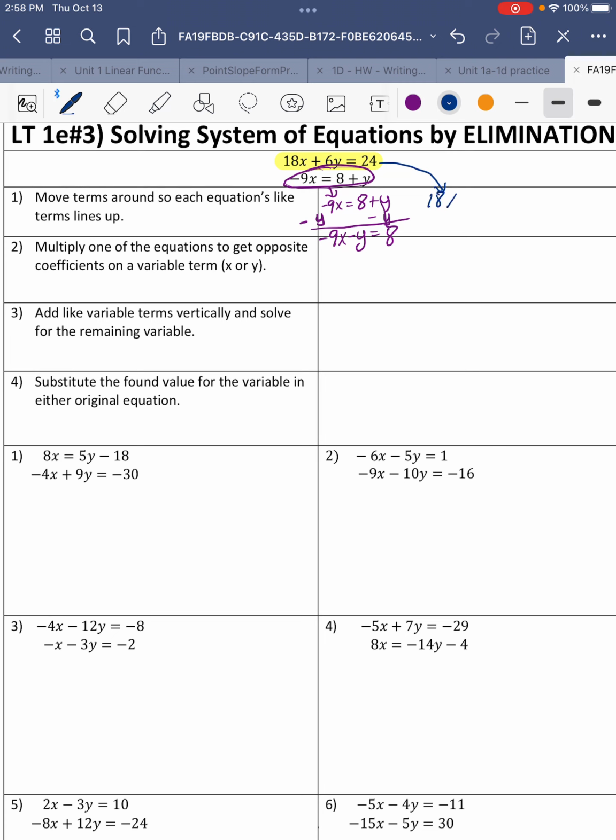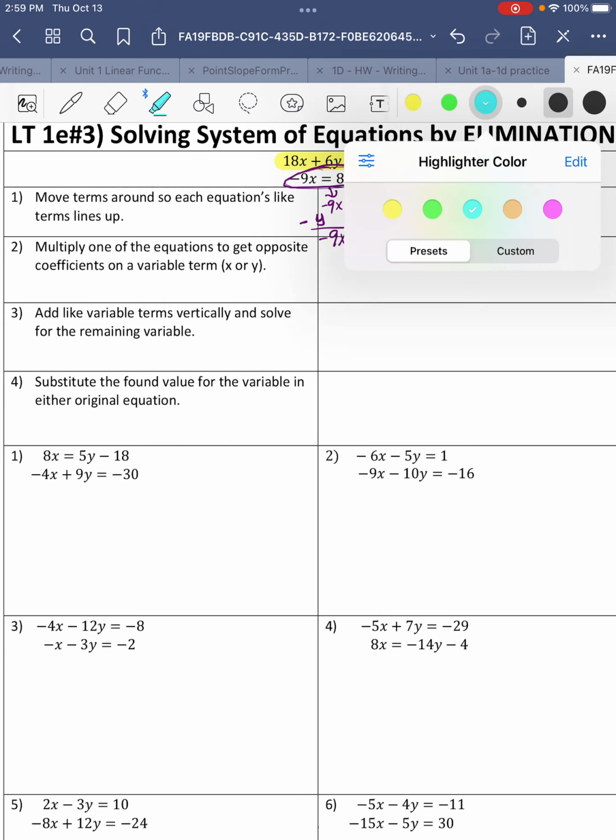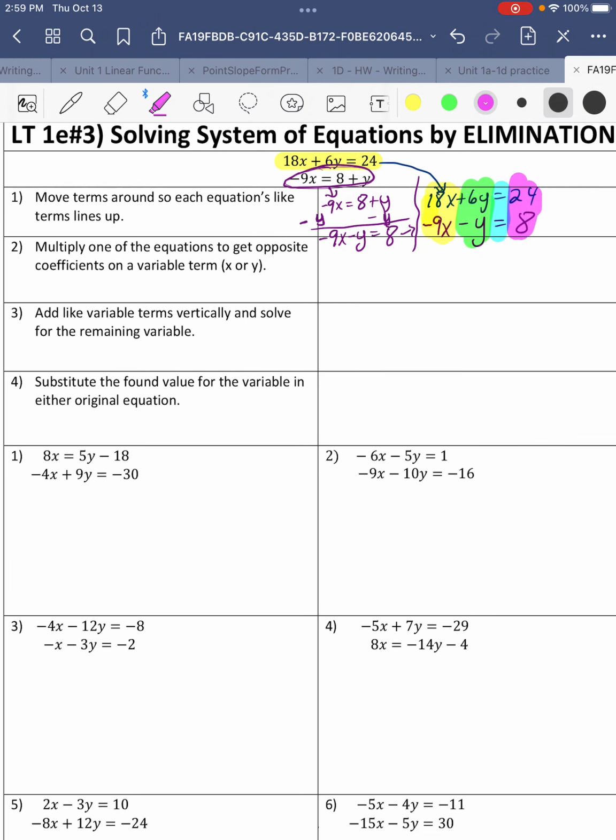I'm going to take the top equation and write it: 18x plus 6y equals 24. I'm going to take the bottom equation that I just moved the terms around in, and write this right below. And you see now our x terms are lined up vertically, our y terms are lined up vertically, our equals are lined up vertically, and our constants are all lined up vertically. That's your first thing. It has to happen for elimination.